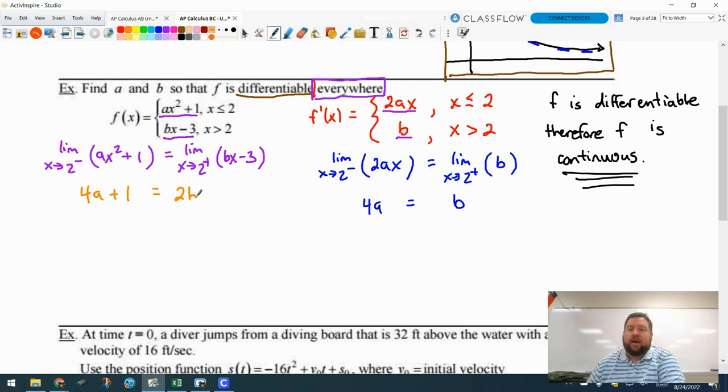There are many different methods that you can do. I am going to choose to do substitution. So I am going to plug 4a in for b right there. So that's going to be 4a plus 1 is equal to 2 times 4a minus 3. All right, so that's 4a plus 1 is equal to 8a minus 3. Add the 3 over here, subtract the 4a over here. A is equal to 1. B is equal to 4 times 1. B equals 4.